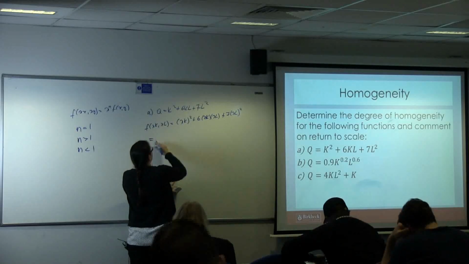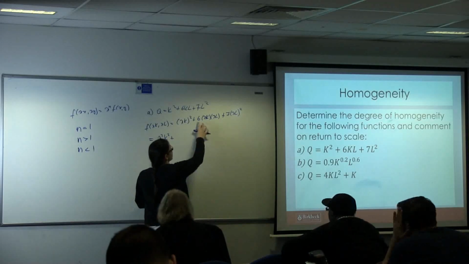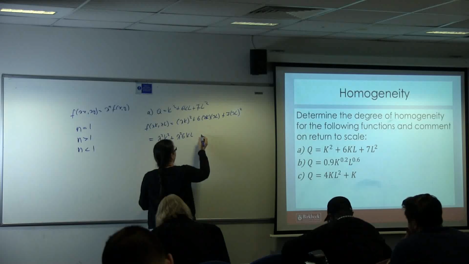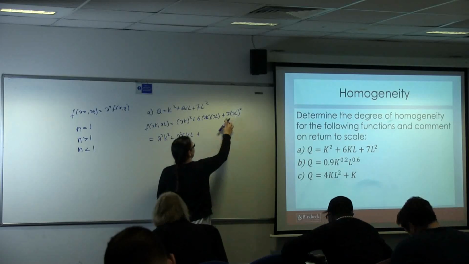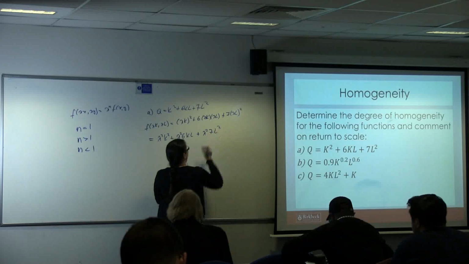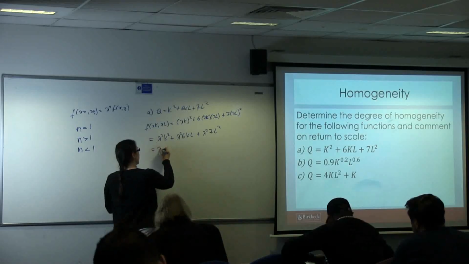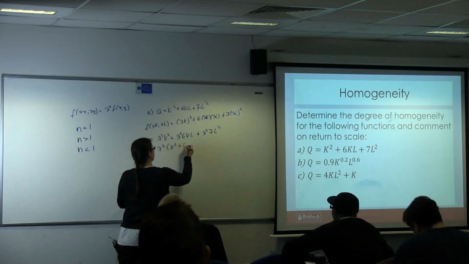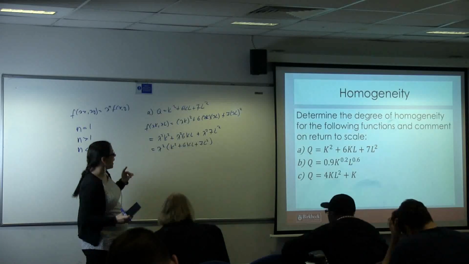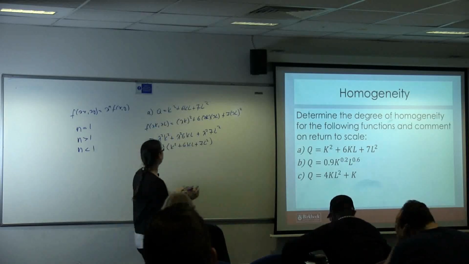So, rules of powers, lambda squared k squared plus 6 times lambda k times lambda l, that means lambda squared 6kl, plus 7 times lambda squared l squared. Now, conveniently, lambda squared is in every single term, so I can factor out lambda squared. And now, I compare what I ended up with here with the original. Is that the same? It is the same.